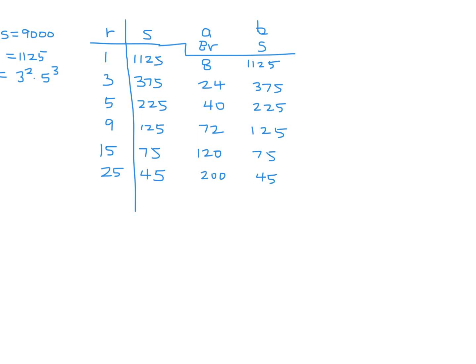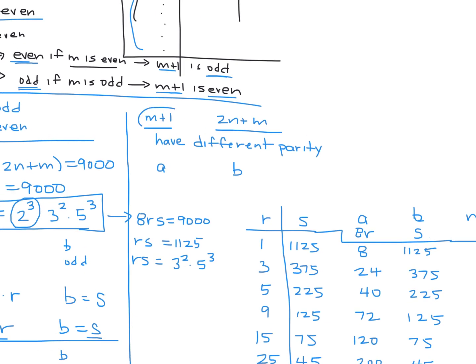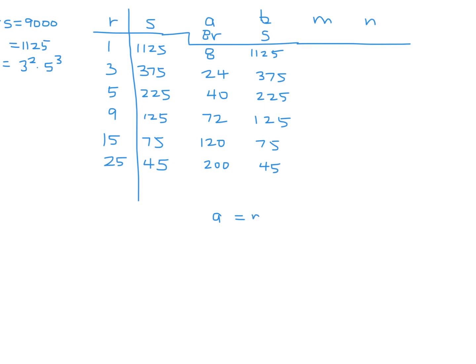But we don't want A and B, we want M and N, remember? We want M and N. Well, what was A representing? A was representing this m plus 1 guy, and B was representing 2n plus m. So that means A is m plus 1, and B was 2n plus m. So let's do the first one here. We have 8 is equal to m plus 1, so that means m is equal to 7. So put that in there.